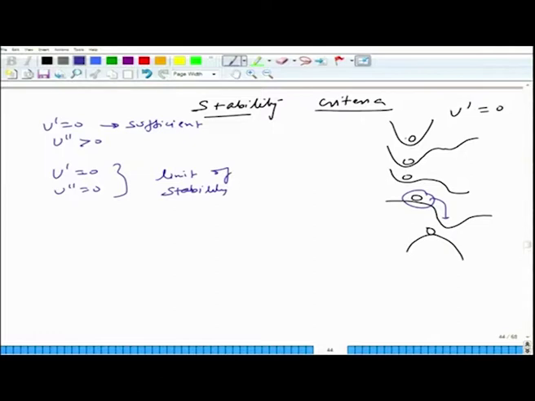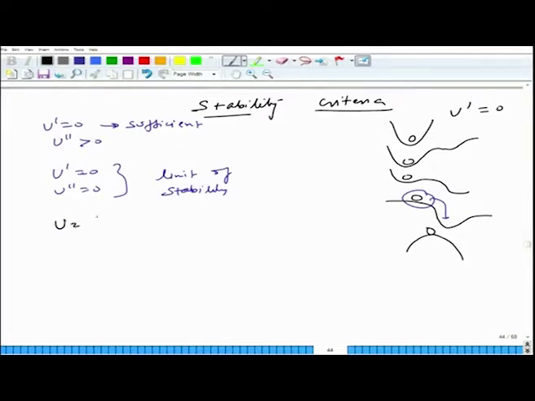Again, if you look at these variables, in this one the first derivative is 0 and the second derivative is greater than 0. In this case also the first derivative is 0 and the second derivative is also 0. So this brings a condition that beyond this is of course going to be unstable, and this is what we are going to use.